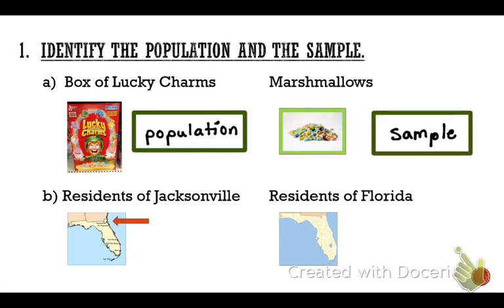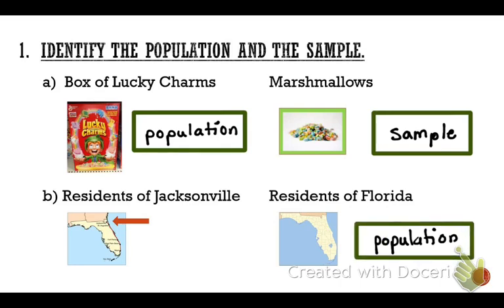All right, the next one, once again, we're trying to identify what the population would be and what the sample would be. Guys, which one would be the population? The residents of Jacksonville or the residents of Florida? Residents of Florida. Okay, the residents of Florida is the larger amount, so that is going to be our population. And what would the sample be? The residents of Jacksonville, because that's just a part of the larger population. You guys see what the difference is between population and sample? Okay.